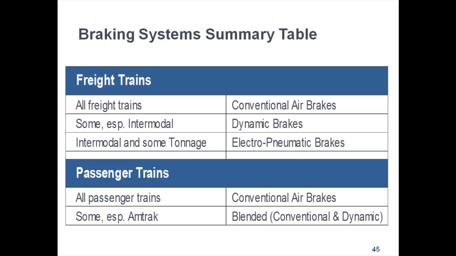And this is a braking system summary table by train types, and it shows that all freights and all passenger trains use conventional air brakes. Some freights use dynamic brakes, and some intermodal and tonnage trains use the electro-pneumatic brakes. And looking at this table, it seems like the freight world is a little ahead of the passenger world in terms of braking technology. Why is that? Well, you're basically correct because of the weight they carry. The freight train owners have pushed to develop better braking technologies as the trains get heavier and longer.